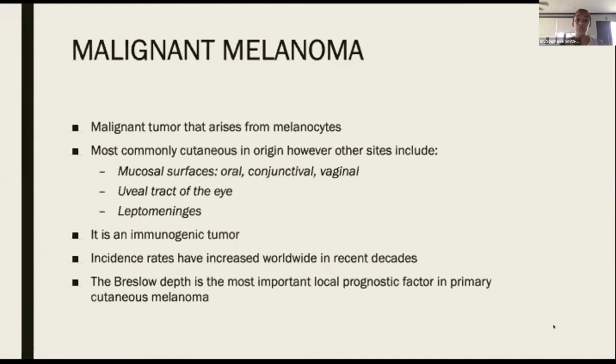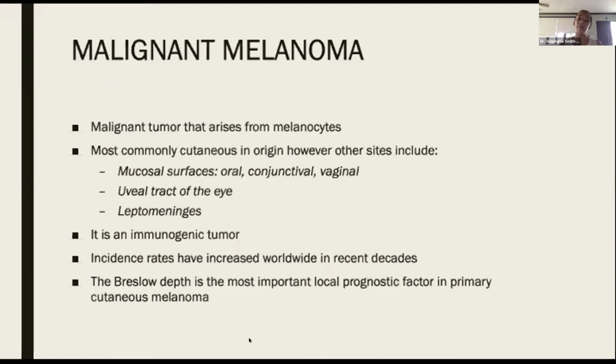It is an immunogenic tumor. And what do we mean by this? So clinical observations such as incomplete or complete regression of melanoma have been observed. There's also an association with the development of vitiligo-like depigmentation, especially with treatment with immunotherapy. And of course, its association with halo nevi. Also, it has been shown that there is a higher incidence of melanoma in immunosuppressed patients. The incidence rates over the last couple of years have increased worldwide.